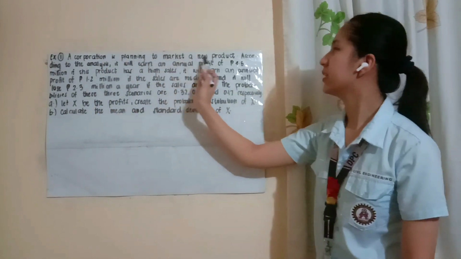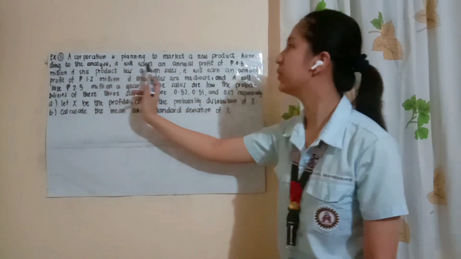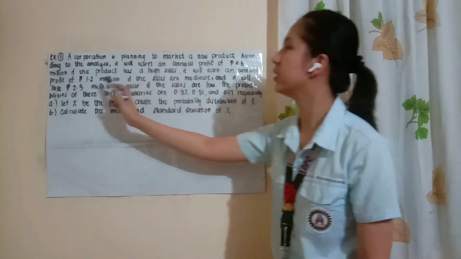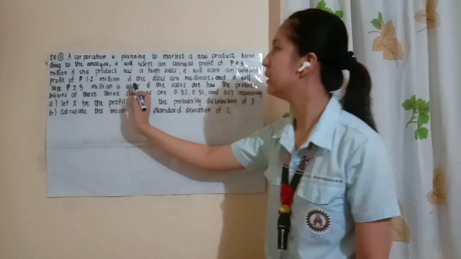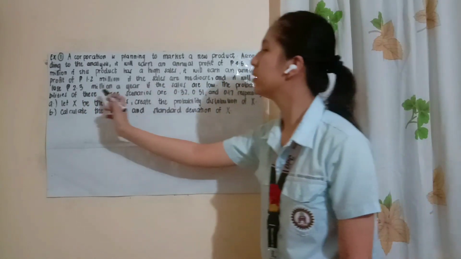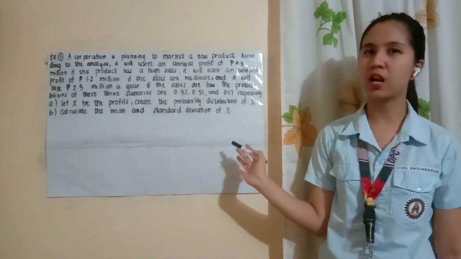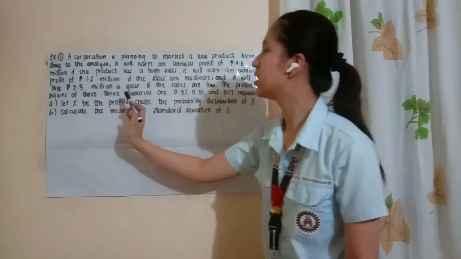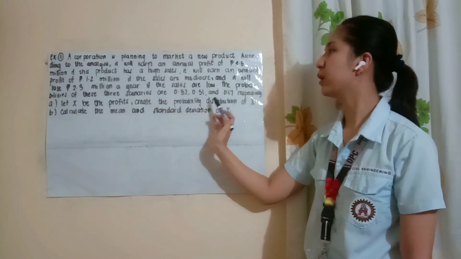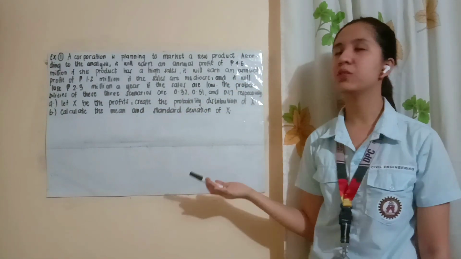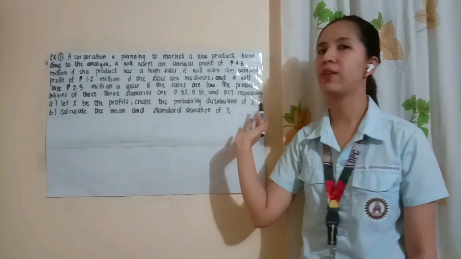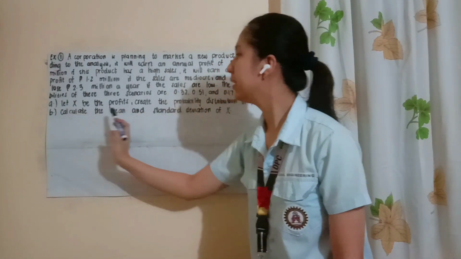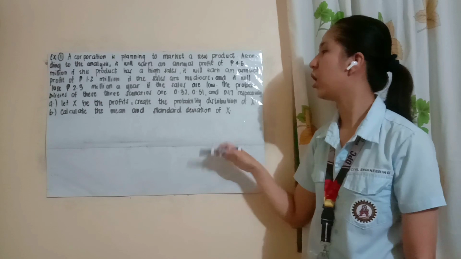So to better understand the mean, variance, and standard deviation of a discrete random variable, let's try to answer this problem. A corporation is planning to market a new product. According to the analysis, it will earn an annual profit of 4.5 million if this product has high sales. It will earn an annual profit of 1.2 million if the sales are mediocre, and it will lose 2.3 million a year if the sales are low. The probabilities of these three scenarios are 0.32, 0.51, and 0.17 respectively. Let x be the profits. A, create the probability distribution of x. And for B, calculate the mean and standard deviation of x.